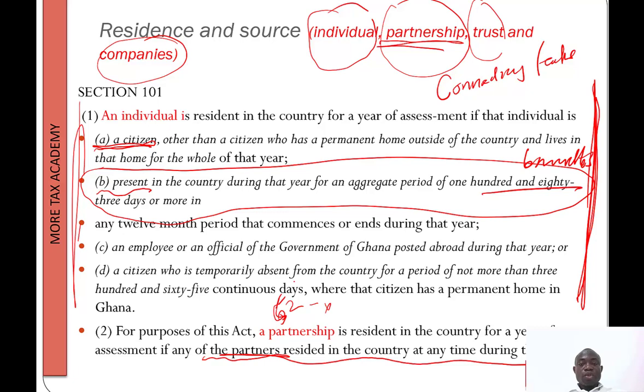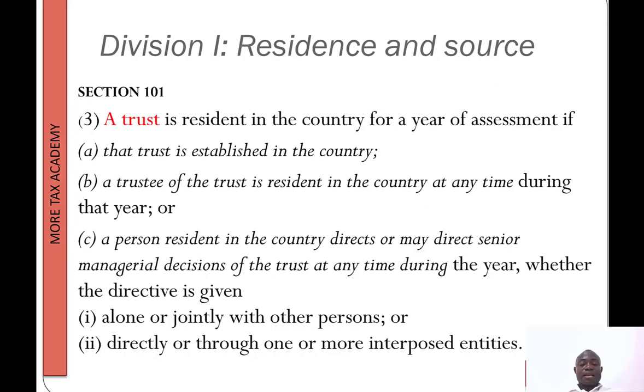It is the individual partners who are taxed because they make up the partnership entity. Those of you who remember in partnership, when they finish, they share the profit or loss. So it is the individual partners. So as long as any of your partners is resident in Ghana, and here it is an individual. So if any of the partners is a resident according to subsection 1, then the partnership is considered a resident partnership. Let's move on to trust.